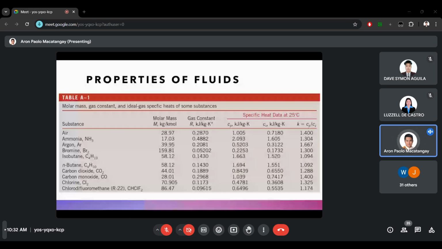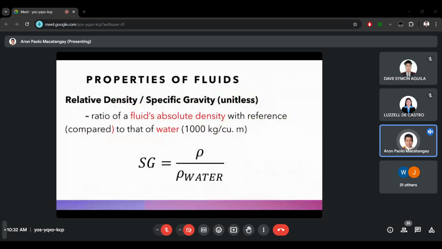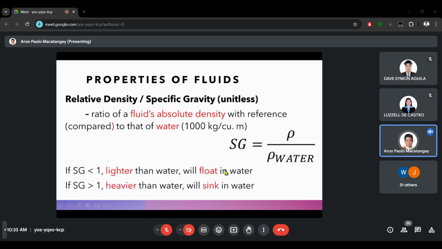Okay. Next property that I want you to learn is the relative density or specific gravity. Okay. So this is easy. It is just the ratio of the fluid's density with reference to water, or 1,000 kilogram per cubic meter. So the SG or the specific gravity of your fluid is just the density of that fluid divided by the density of water. Okay, it's just a ratio. It's just a comparison of density with respect to water.